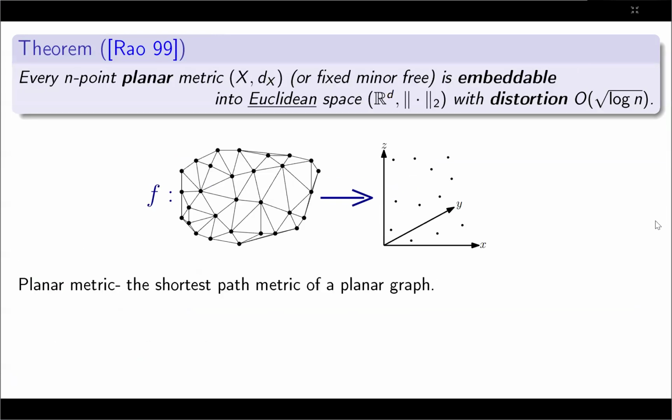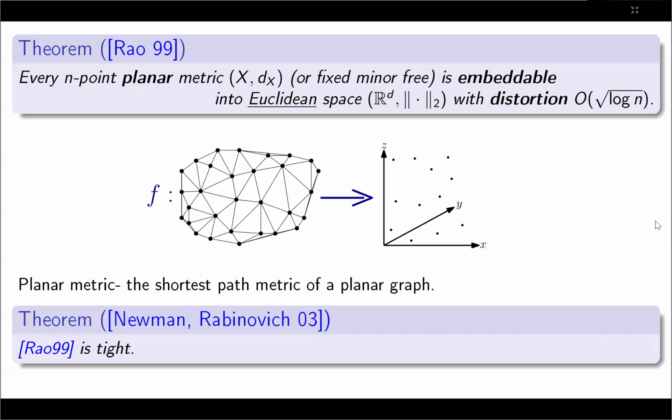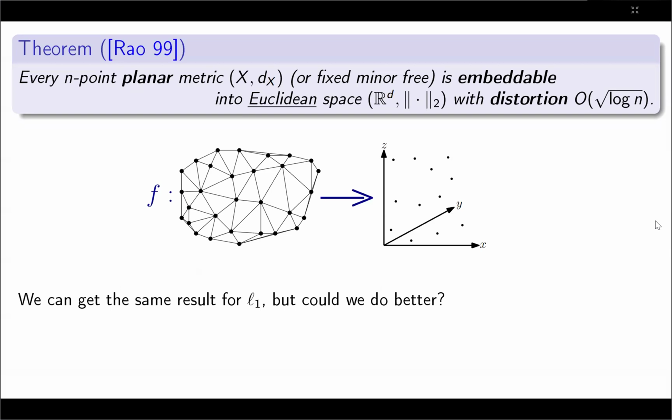If, for example, your metric space is the shortest path metric of a planar graph, then you can do better. As Rao showed, instead of paying log n, you can pay only square root of log n. So sometimes some structure in the metric space can help you to get better metric embeddings. And this is tight in the case of L2, as shown by Newman and Rabinovich. However, for L1, this is the best that we know how to do.